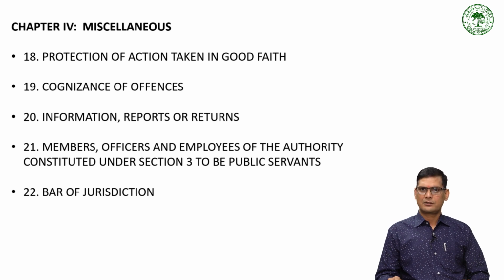Section 19, cognizance of offences. It states that no court shall take cognizance of any offence under this Act except on a complaint made by the central government or any authority or official authorized in this behalf by that government, or any person who has given notice of not less than 60 days in the manner prescribed. No civil court shall have jurisdiction to entertain any suit or proceeding under this Act.